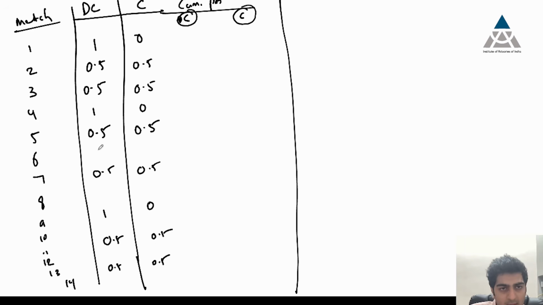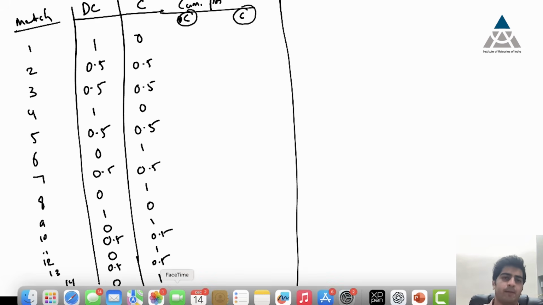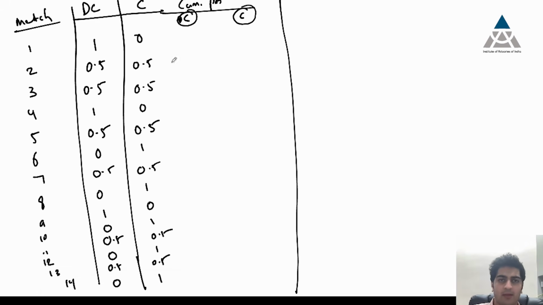So here, the 6th game was won by the challenger. 8th game was won by the challenger, 10th game was won by the challenger, 12th was won by the challenger, and 14th was won by the challenger. And that's the split of the games that have been won and lost between the two. Perfect. So if this is clear, we can now create the cumulative points, which is even more important.